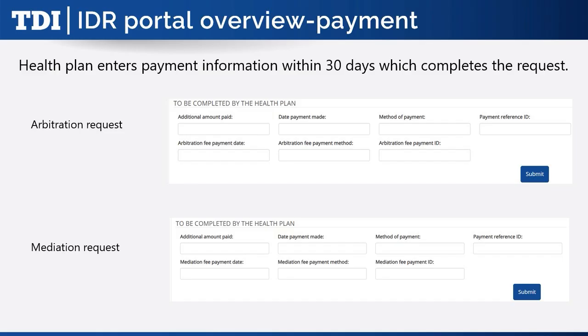The last thing that happens is health plans then go in and enter payment information, which they do within 30 days. As you can see here, the information is virtually identical for both mediation and arbitration requests. Again, we ask the health plans to enter the amount paid, a reference ID, which makes it easier to track in case there is any kind of dispute. They also enter in whether they've paid the arbitrator and how they paid the arbitrator. Again, the goal is to make the process as simple as possible. And if there's any kind of dispute about a missing payment, it makes it easier for all parties to track that payment.